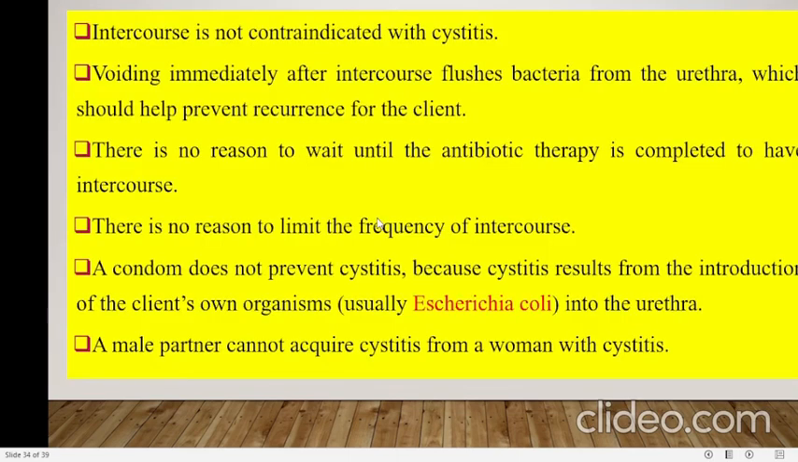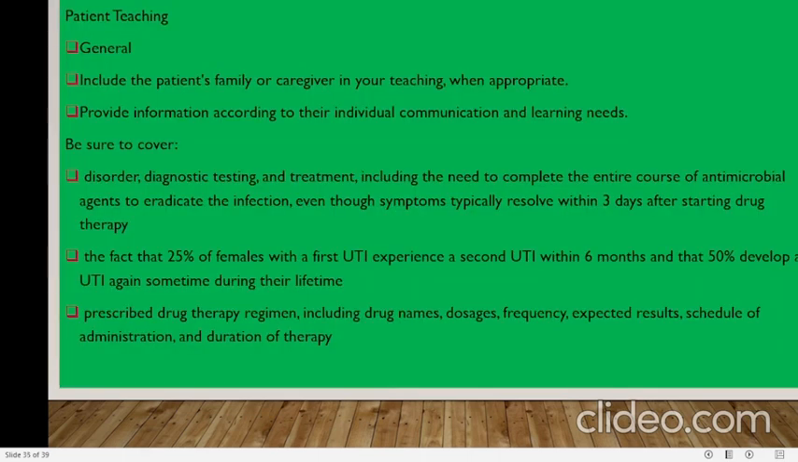C. Intercourse is not contraindicated with cystitis. Voiding immediately after intercourse flushes bacteria from the urethra, which should help prevent recurrence for the client. There is no reason to wait until the antibiotic therapy is completed to have intercourse. There is no reason to limit frequency of intercourse. A condom does not prevent cystitis because cystitis results from introduction of the client's own organisms, usually Escherichia coli, into the urethra. A male partner cannot acquire cystitis from a woman with cystitis.